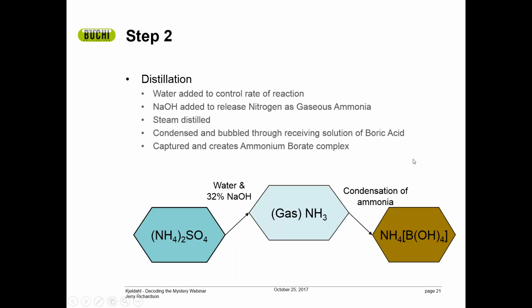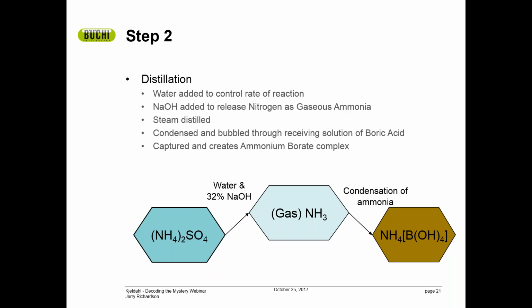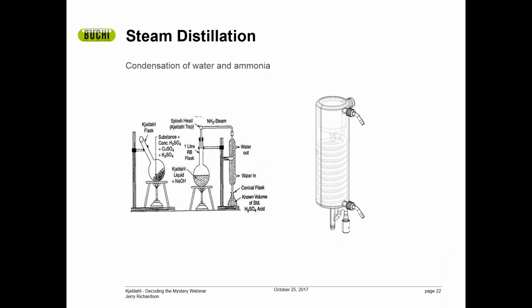Okay, so now basically just to cover the distillation again, what we're looking at is control the rate of reaction, generate ammonia, and then condense and hold as a borate complex, ammonium borate complex. Another important facet is going to be the condensation water for the ammonia. The condensation temperature that we need is roughly speaking around 20 degrees C.